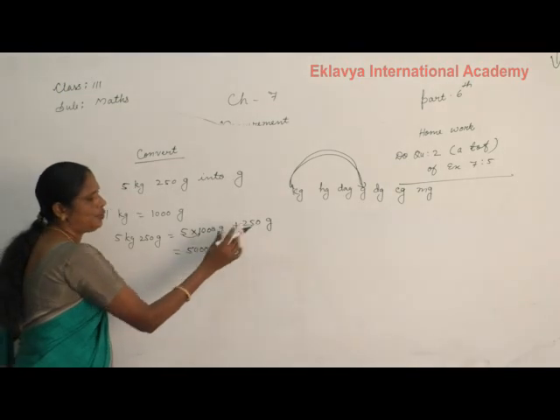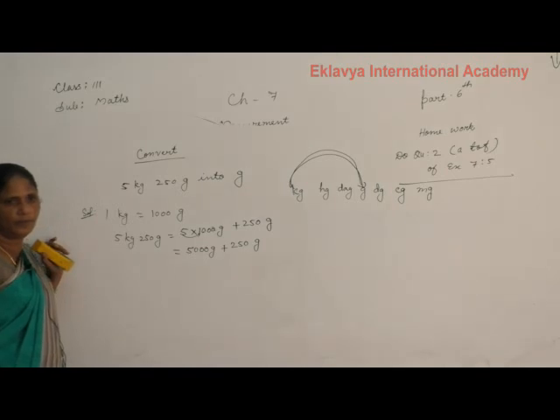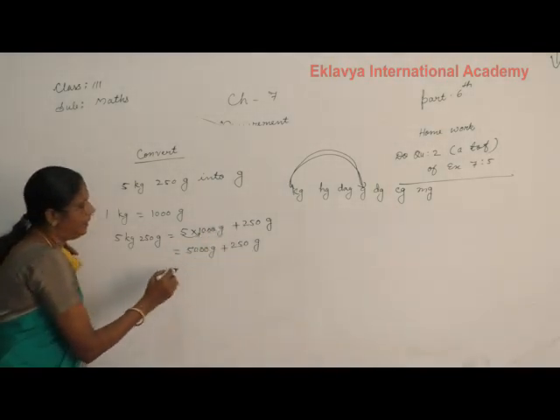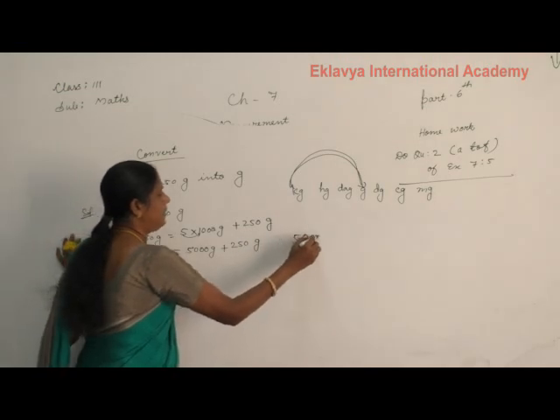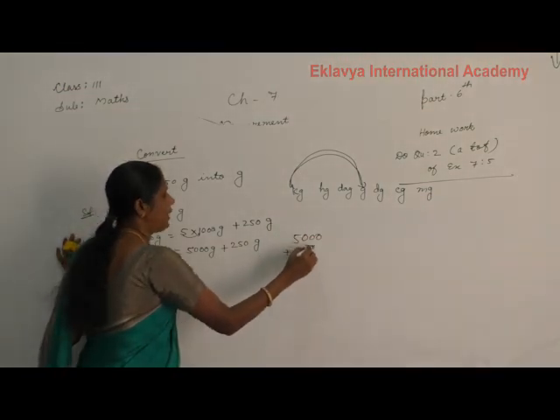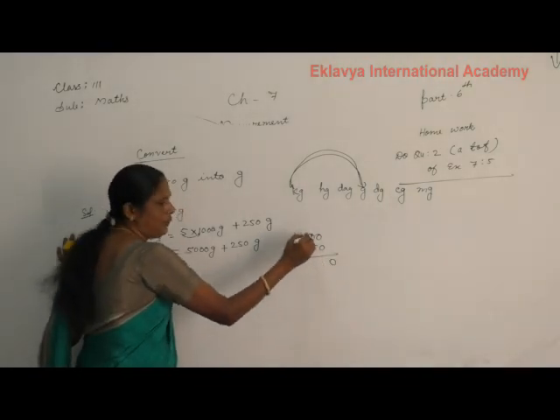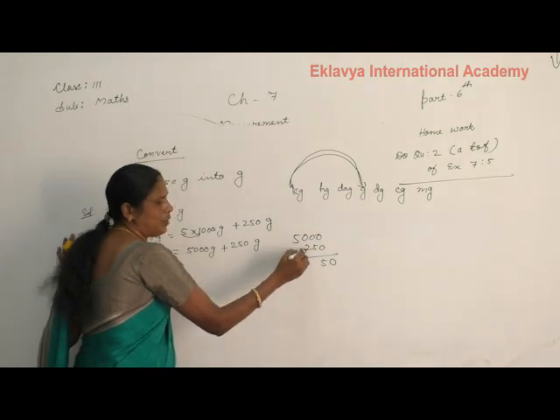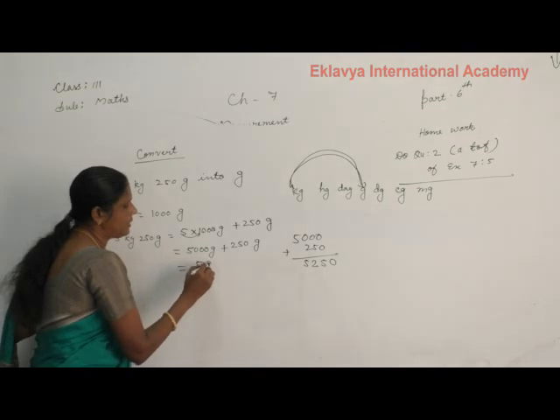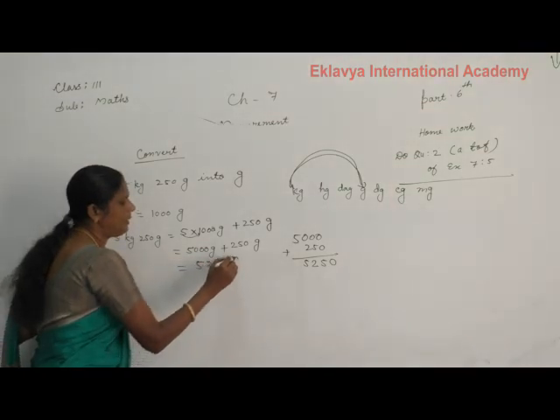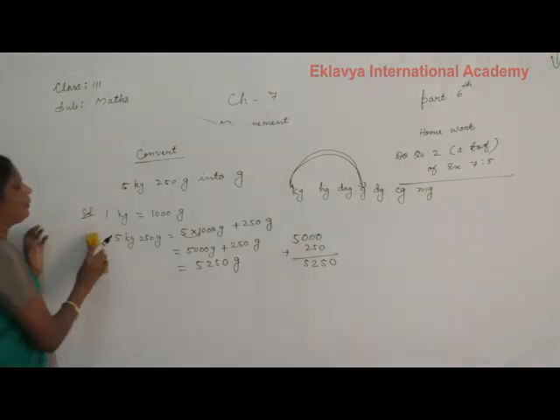Plus 250 gram. This gram also you write. Now you add these numbers: 5000 plus 250. 0 plus 0, 0. 5 plus 0, 5. 0 plus 2, 2. Then 5. The answer is 5250 gram. Understand? One more question.